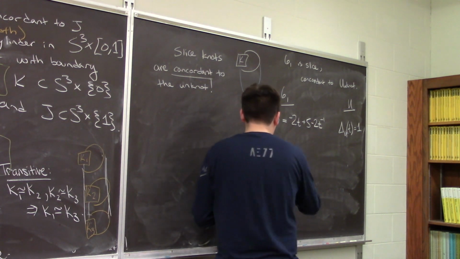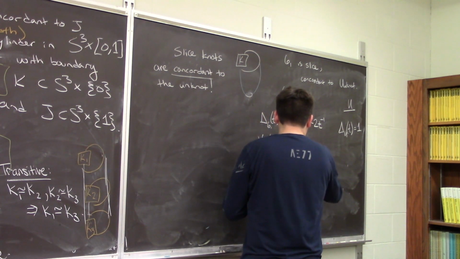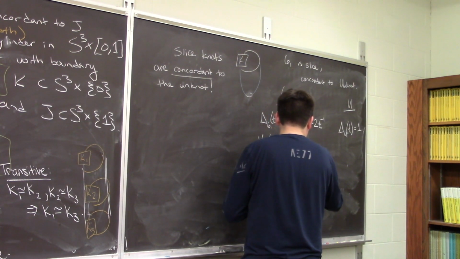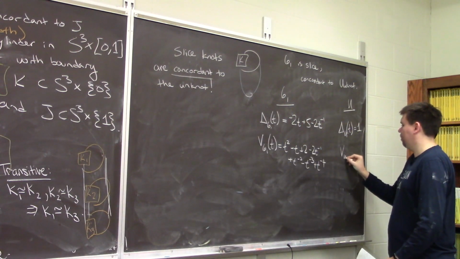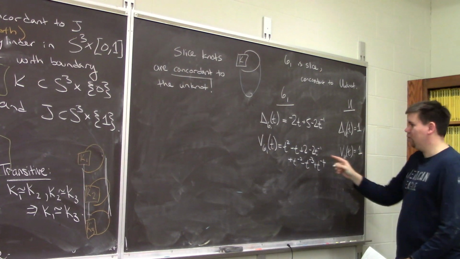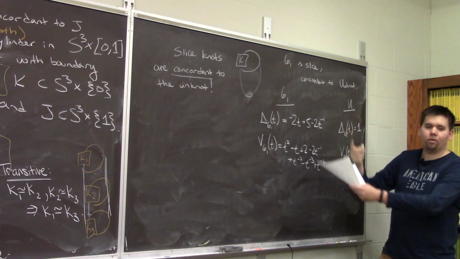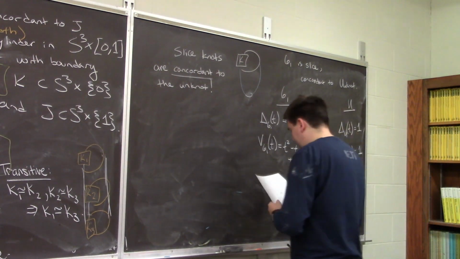For here, it comes out to be t squared minus t plus 2 minus 2t to the minus 1 plus t to the minus 2 minus t to the minus 3 plus t to the minus 4. What's the Jones polynomial for the unknot? The Jones polynomial is not preserved under this new equivalence relation. It's not an invariant of concordance. It's an invariant of isotopy, but not of concordance.